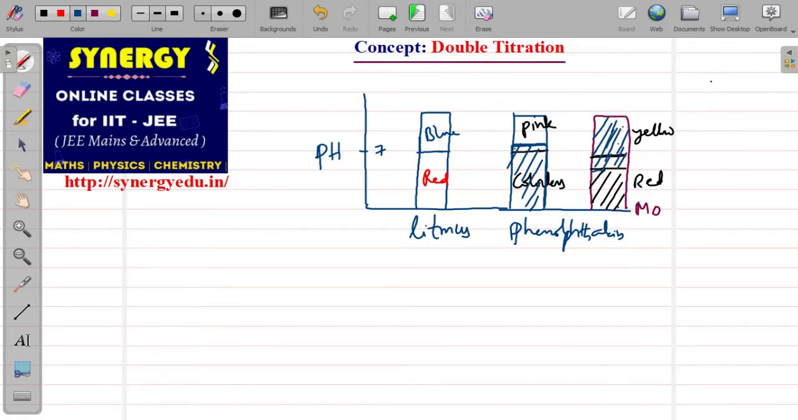So if a point falls in this region, methyl orange treats that pH point as acid. If something falls beyond this region, then although it is still acidic, methyl orange treats that compound at that pH as a base, so it shows a yellow color. You have to understand these basics, especially for phenolphthalein and methyl orange. This is sufficient to answer double titration problems. Now let's go into the actual topic of double titration with this understanding.